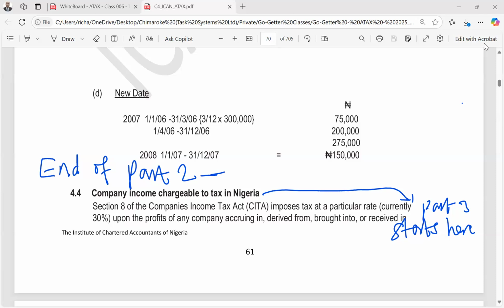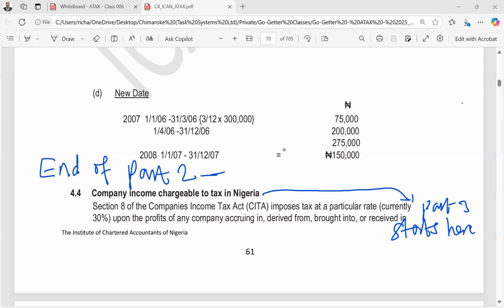Today we will be continuing from where we stopped the last time. So, where did we stop? The last time we learned change of accounting dates, and that updated our knowledge of the three situations in which we have abnormal basis period.